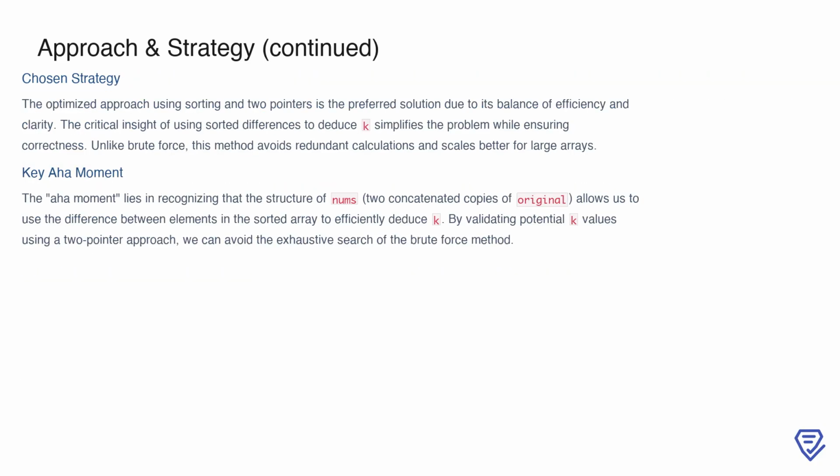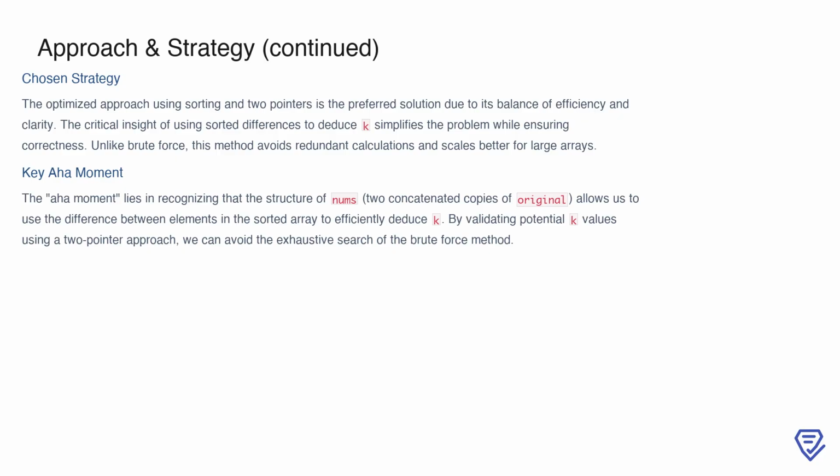The optimized approach using sorting and two pointers is the preferred strategy for solving this problem because it strikes a balance between efficiency and clarity. The critical insight here is recognizing that the sorted differences between elements in nums can be used to deduce k. By leveraging the structure of nums, two concatenated copies of original, we can efficiently validate potential values of k without resorting to exhaustive search. This strategy avoids redundant calculations and ensures correctness.